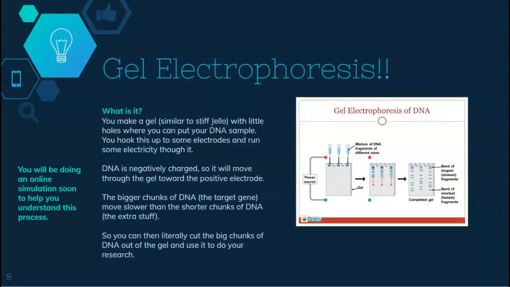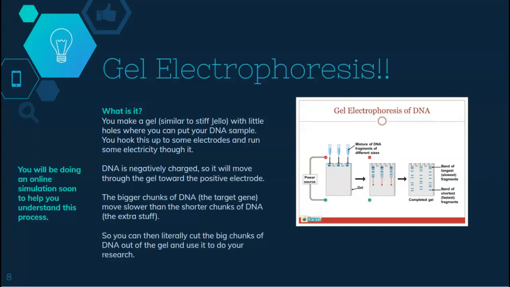The way that we do that is called gel electrophoresis. Again, you're going to be doing a simulation of this that will help you see it. Basically, you make a piece of really, really thick science jello, and there are little holes in the jello that you can put your DNA into. And you're going to hook this up to some electrodes and run some electricity through it. Here's the electrophoresis part.